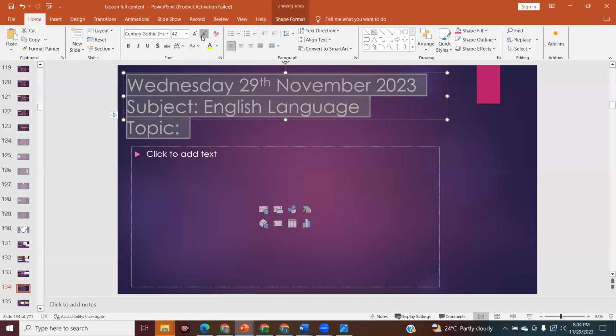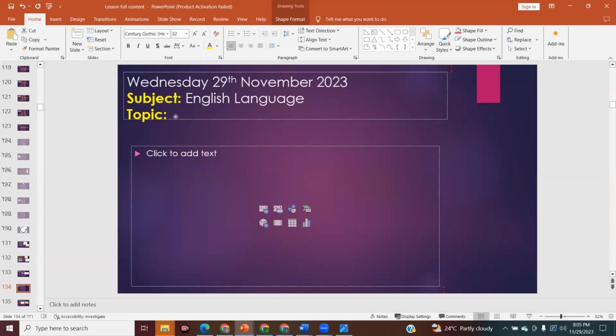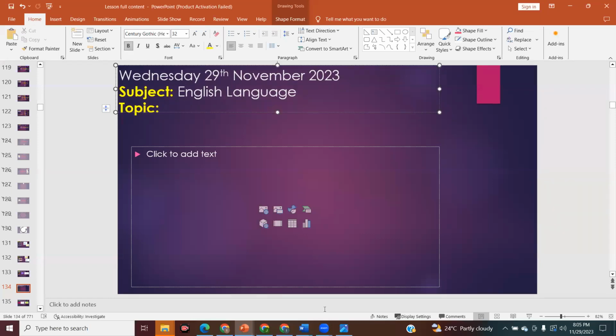On Monday, we talked about the anatomy of narrative writing. Good. Now, how did we define narrative writing? Narrative writing is basically what? A piece of writing that tells a story. Very good. So it's basically storytelling, right?